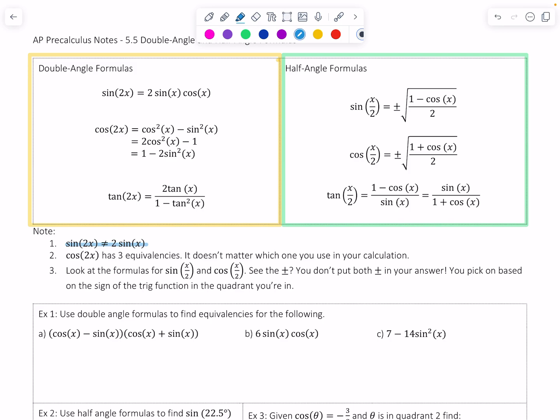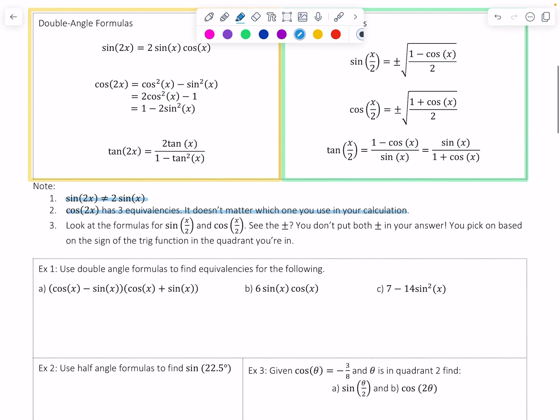And as you can see here, hey, cosine 2x has 3 equivalencies. It doesn't matter which one that you use. You can use any one. We'll talk about what might be the best one in that situation so that you'll have a lot less work. And then also make sure that you're looking for the formulas in sine, your half angle for sine and your cosine half angle.